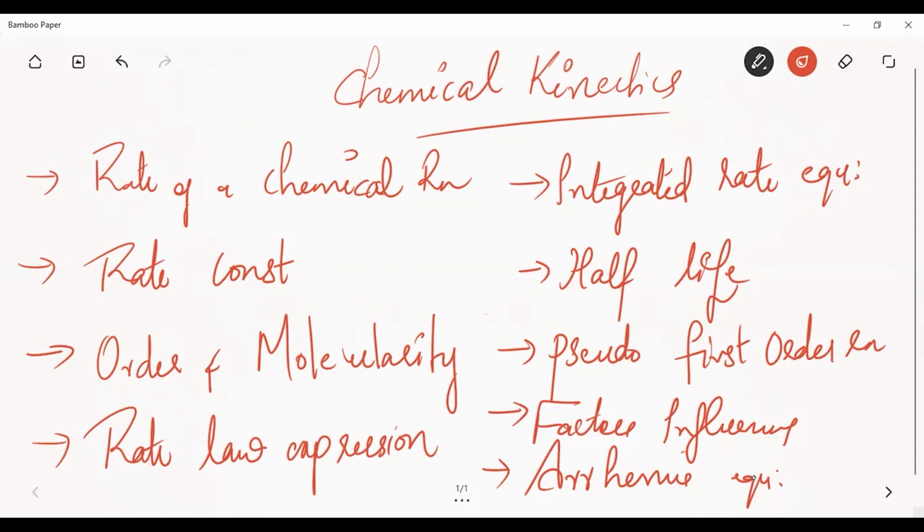Very clearly, with examples, questions, previous years' questions, everything we will discuss. Let us start. Firstly, we are going to start with the rate of a chemical reaction. As I told you, the rate of a chemical reaction means the speed at which the reaction takes place. Let us discuss with an example.